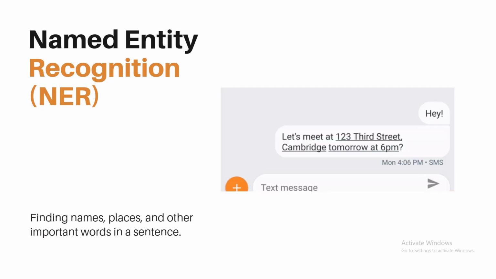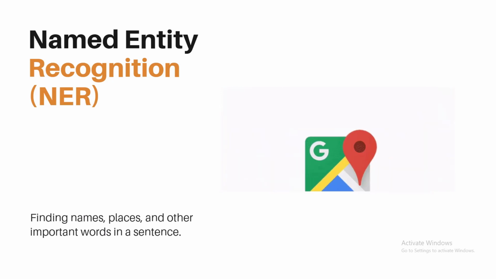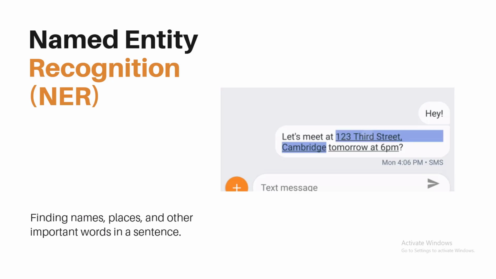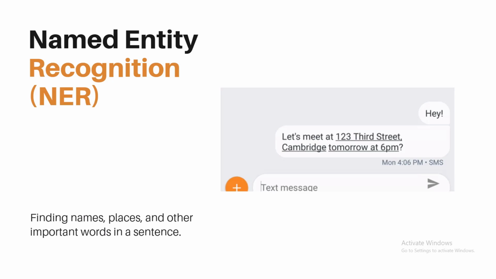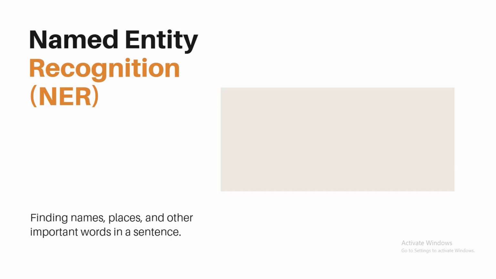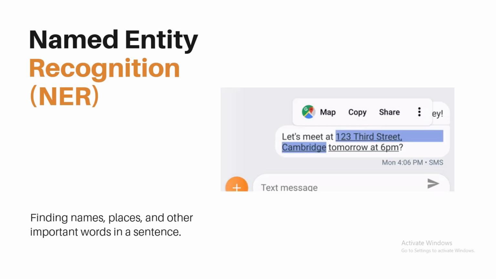Entity extraction is another valuable feature of NLP. So by using these models, we are able to find names, places, and other important words inside a sentence. And it is being used in chat applications to find valuable information from a text, like highlighting an address, a link, a phone number, and so on.